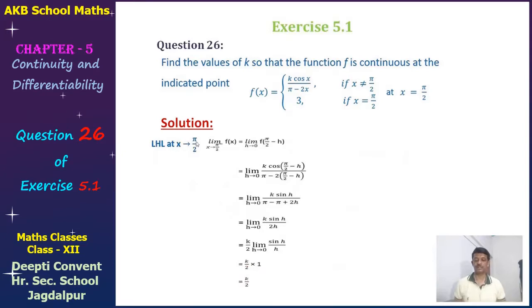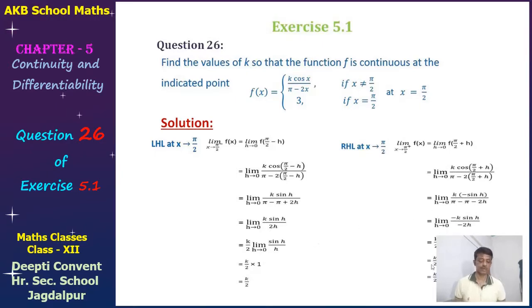Left hand limit, x tending to pi by 2, x tending to pi by 2 minus h, h is tending to 0. So use this and put in place of x, x equals pi by 2 minus h, k cos of pi by 2 minus h, cos of 90 minus theta means sin, so sin h. Here solve it, you can get 2h denominator, numerator here is k. Now k by 2 out of the limit. Now limit h tending to 0 sin h by h, you know this is equal to 1, so k by 2 is left hand limit.